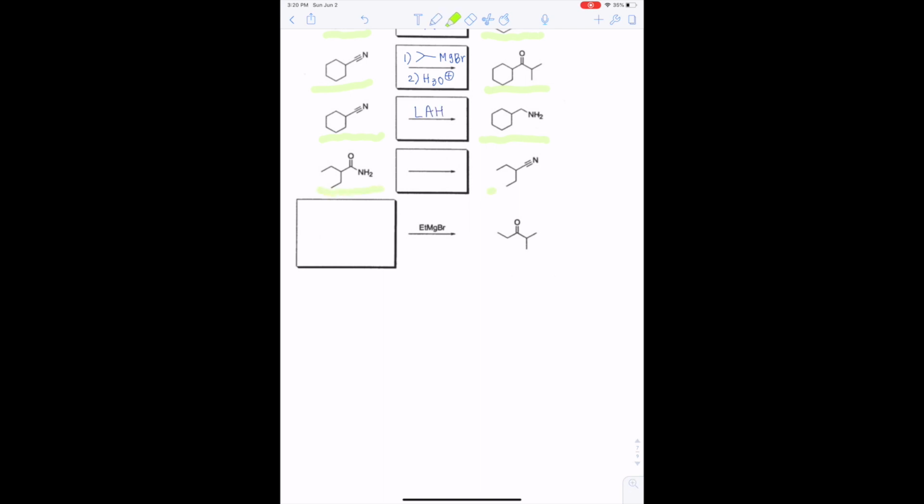In the sixth reaction, SOCl2 will turn the amide into a nitrile. In the seventh reaction, a nitrile will be turned into a ketone using a Grignard reaction.